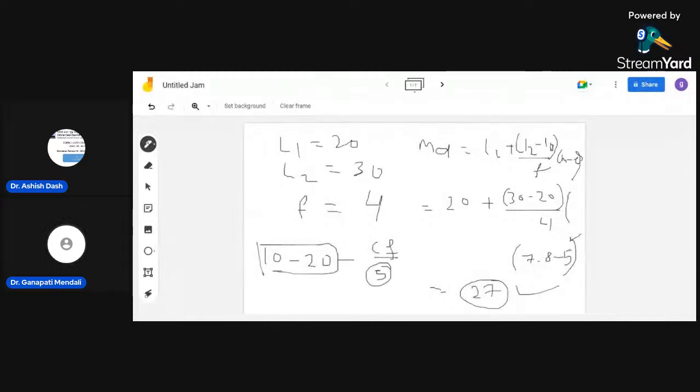But the demerit of the median is that we have to arrange the data in either ascending or descending order. If we cannot arrange the data in ascending or descending order, our whole calculation will be totally wrong. And it is not determined by all the observations in the series. So that means what? Now we will give some examples.